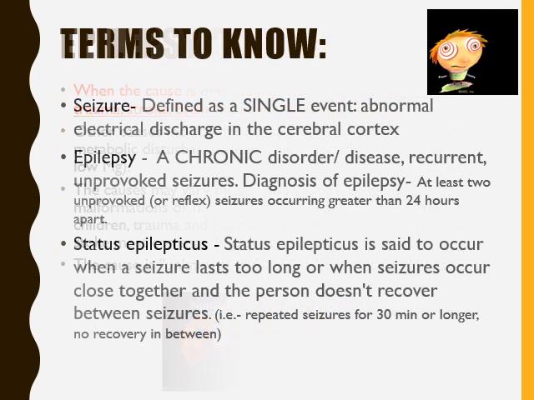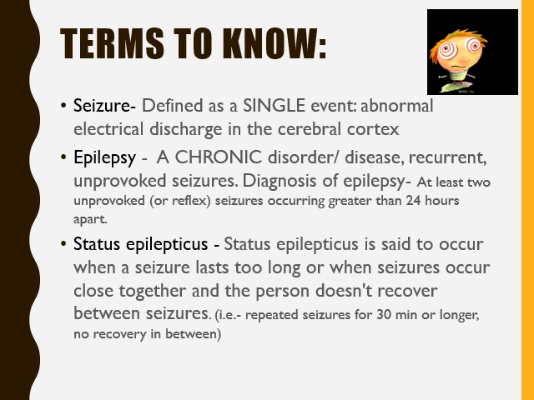So what does that mean? Well, let's first of all define our terms. Seizure is a single event. So you have an abnormal electrical discharge, it interrupts the electrical pattern, and that is what we call a seizure. Epilepsy is this chronic disorder of seizures. So you have recurrent seizures happening, which is basically continuous interruptions of electrical impulses. So at least two unprovoked or reflex seizures occurring greater than 24 hours apart.